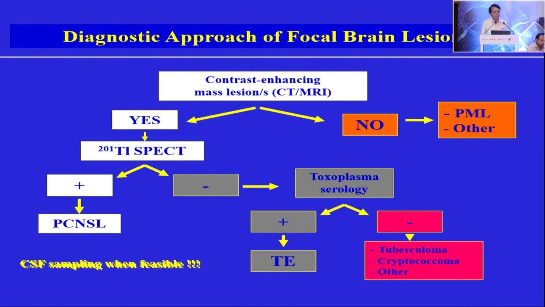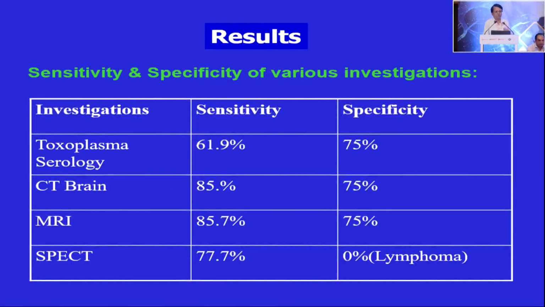That means a SPECT scan may help. If the SPECT scan is positive, it is more likely to be due to lymphoma. If it is negative, then it could be toxoplasma or another etiology. For toxoplasma, you may have another approach: look at serology. If serology is positive, you can say it is toxoplasma encephalitis. If toxoplasma serology is negative, then it could be tuberculoma or cryptococcoma or candidiasis, as he was mentioning in the differential diagnosis. Other conditions you have to think about as well.